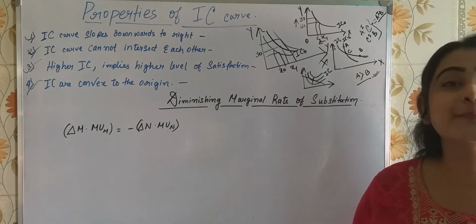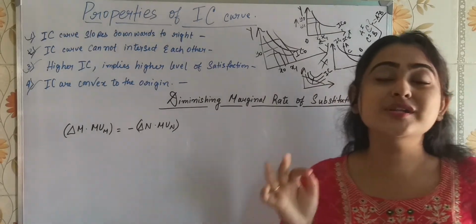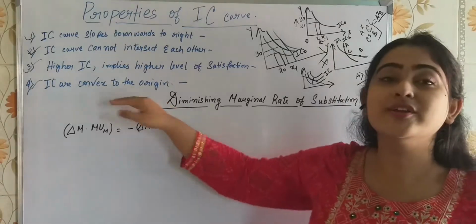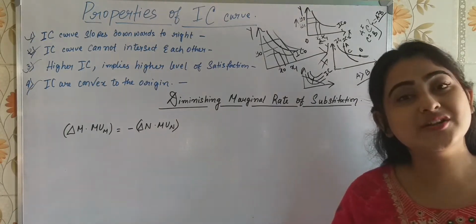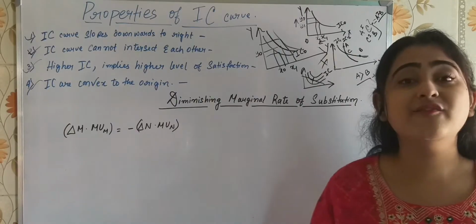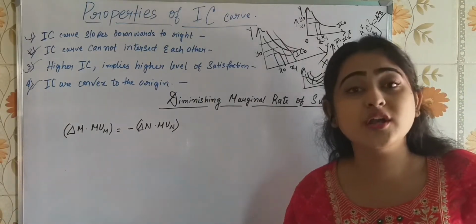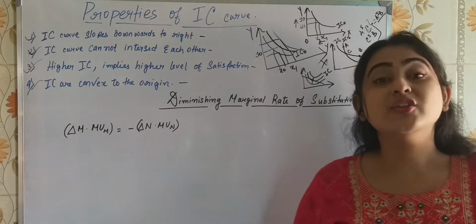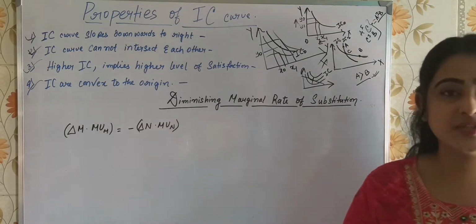What does this imply? IC is convex to the origin means the marginal rate of substitution is diminishing. What is marginal rate of substitution? We have already discussed that for every unit increase in consumption of one commodity, you need to sacrifice another commodity. Now the rate of sacrifice, that is the marginal rate of substitution.